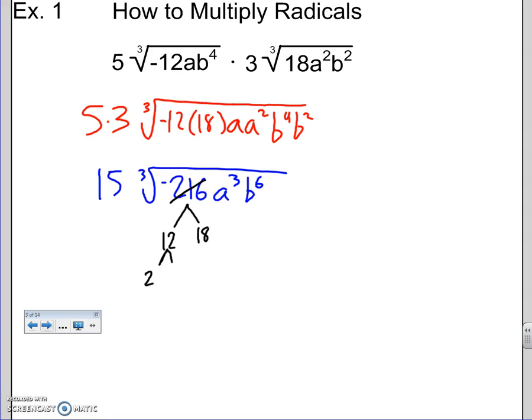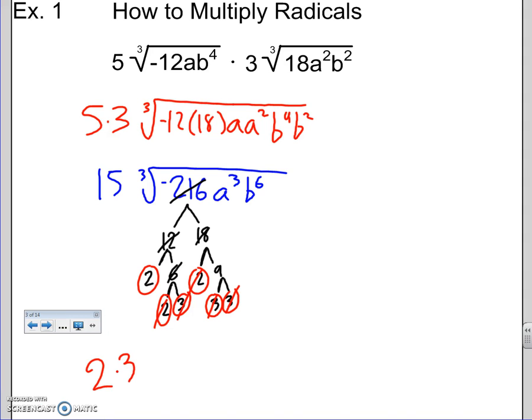12 is 2 times 6. 6 is 2 times 3. 18 is 2 and 9. 9 is 3 and 3. Alright, so from the section before, we know since it's a cube root, we're finding triples and not pairs. Well, here's 1, 2, 3 2's. So a 2 goes out, the others disappear. There's also 3 3's. So a 3 goes out, and the rest disappear.